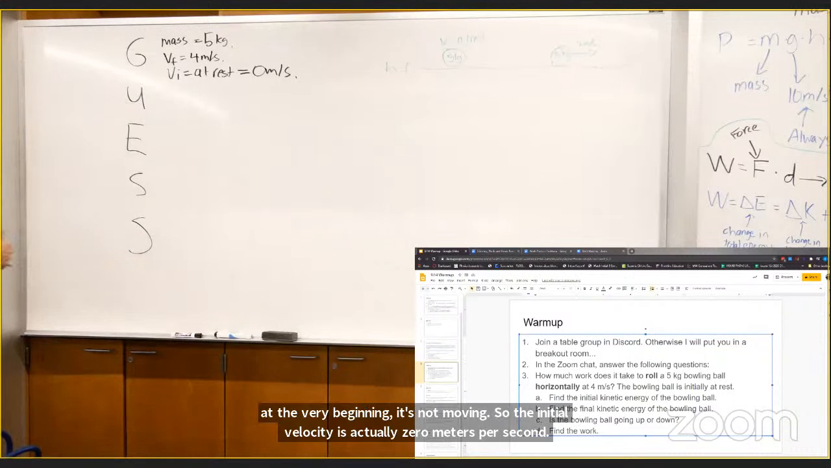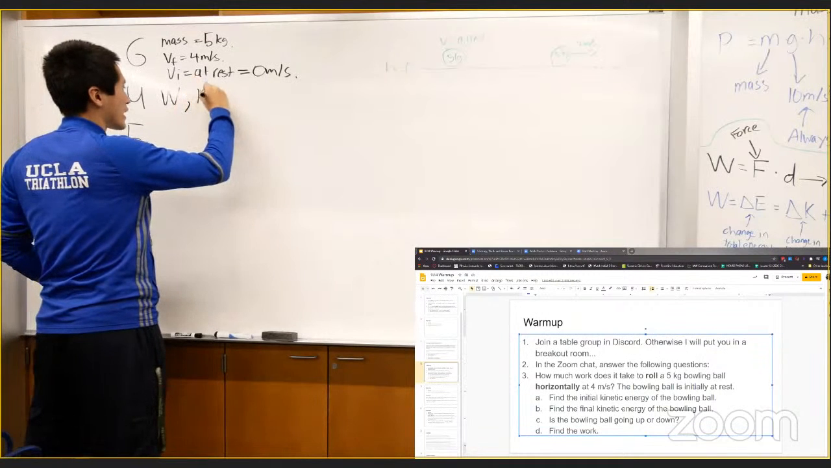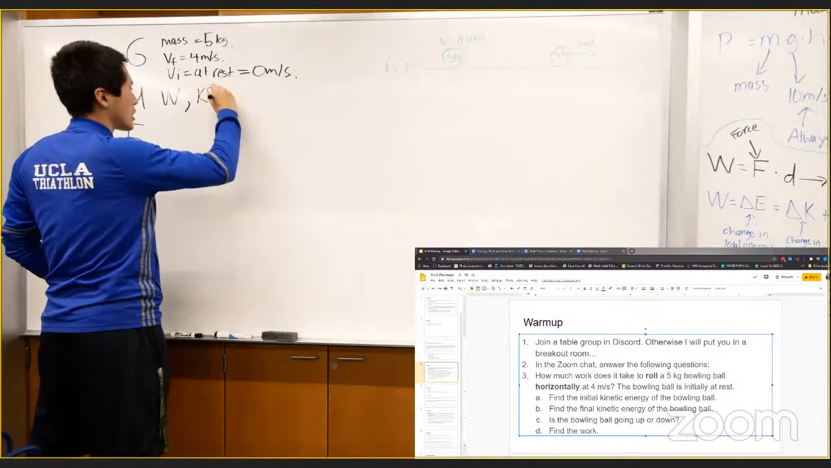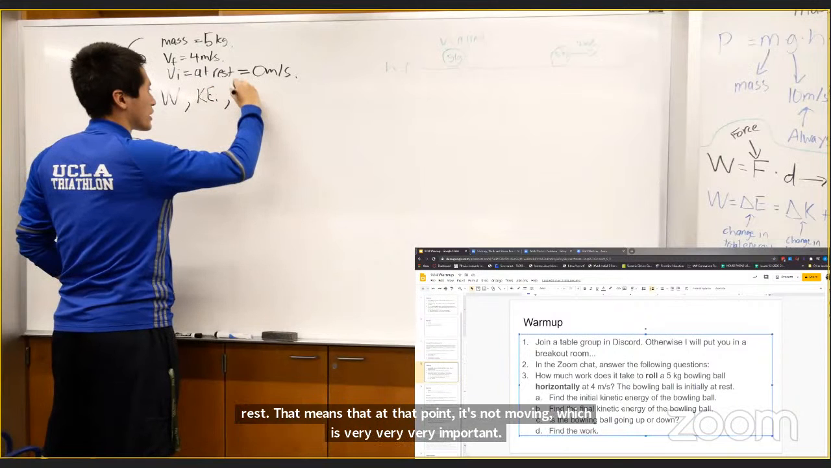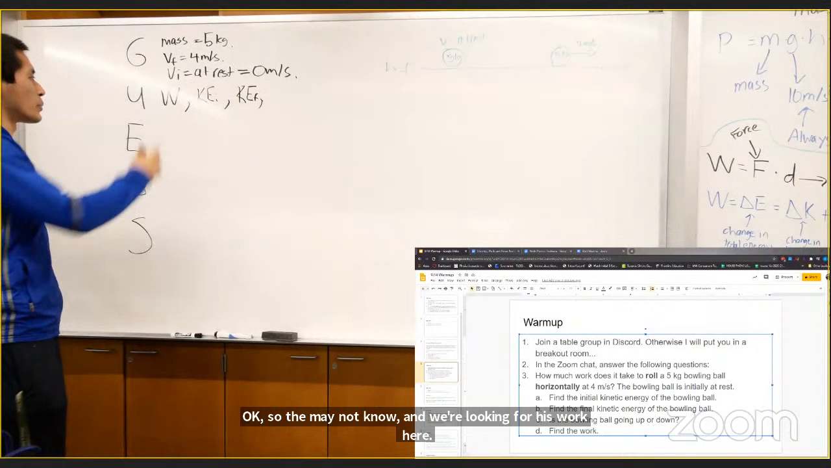Okay, so the main unknown we're looking for is work here. But in the problem, I've also asked you to figure out your initial kinetic energy and your final kinetic energy. The main reason I'm asking you to do these is because they will actually help you find your work. But the main thing we're solving for is our work here.